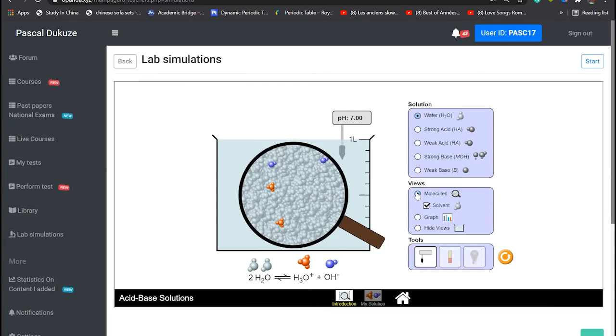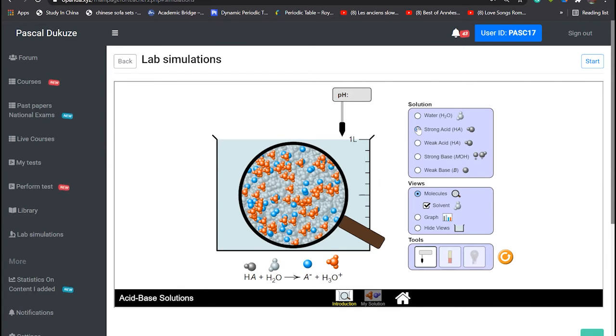We go back to the molecules, and now we see what happens when we have a strong acid. Do you remember how we defined a strong acid? If you don't remember, now you pause the video and think about it. A strong acid has been defined as the one which dissociates completely. So let's look at what happens when we use a strong acid in the simulation.